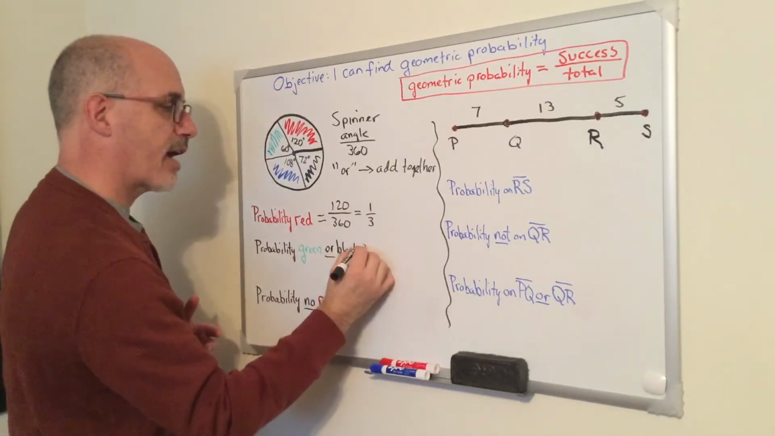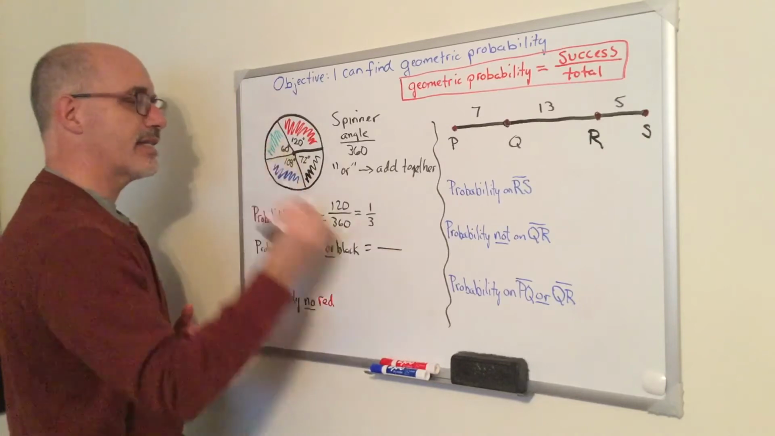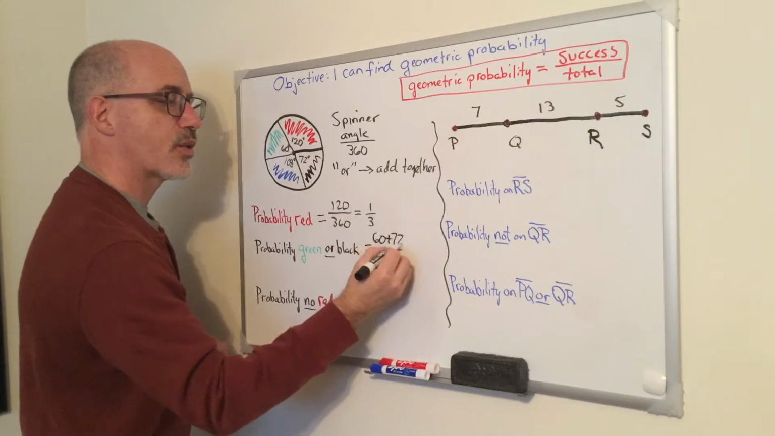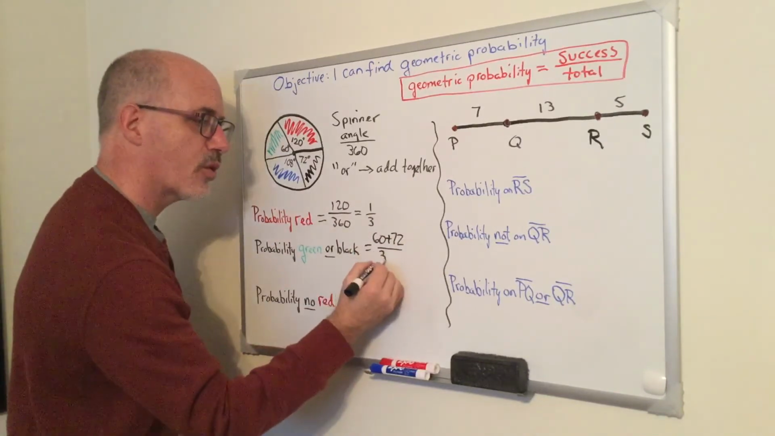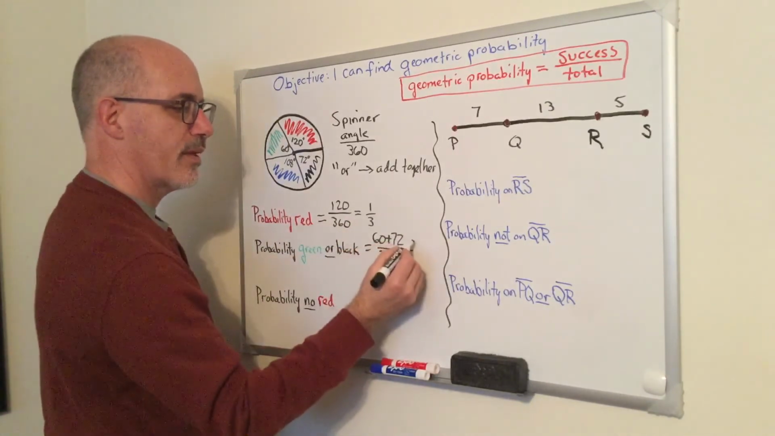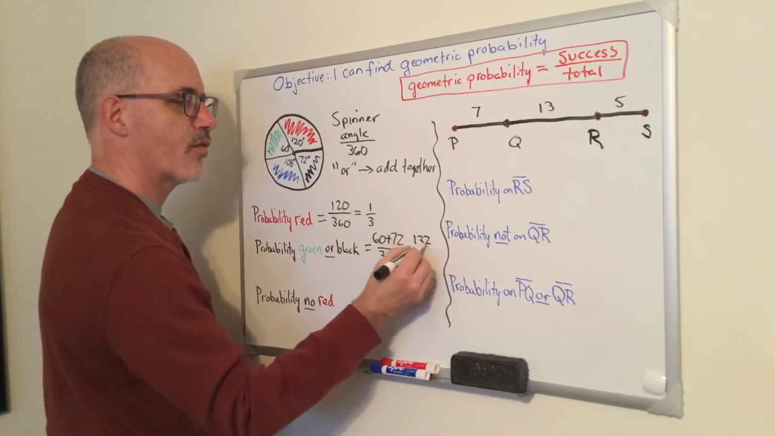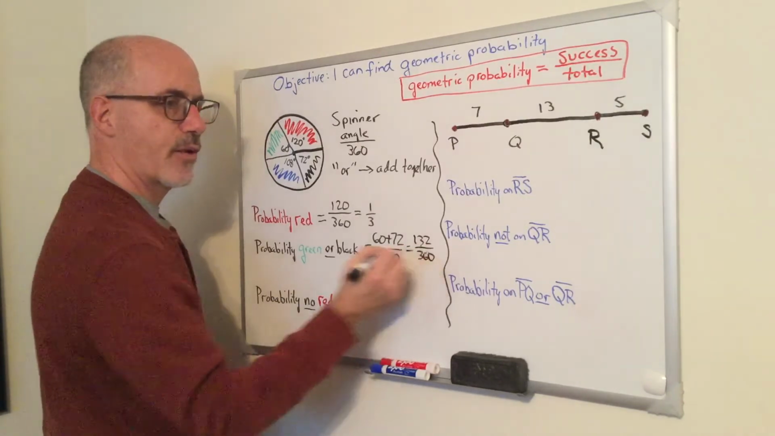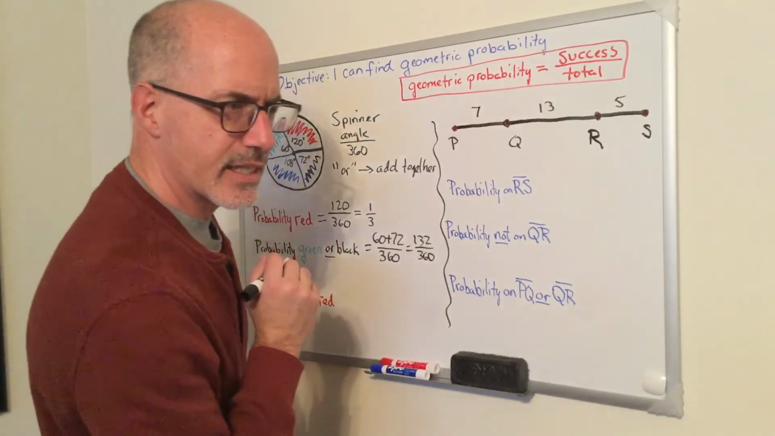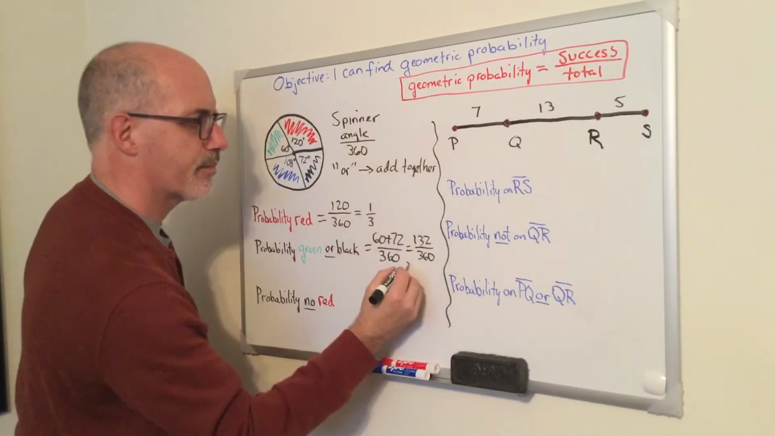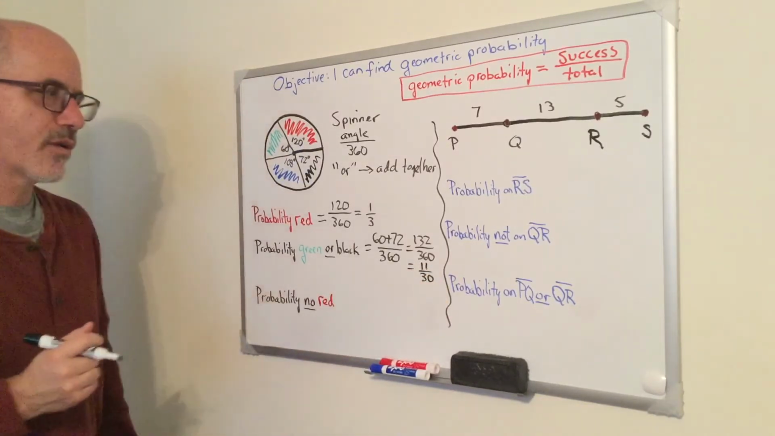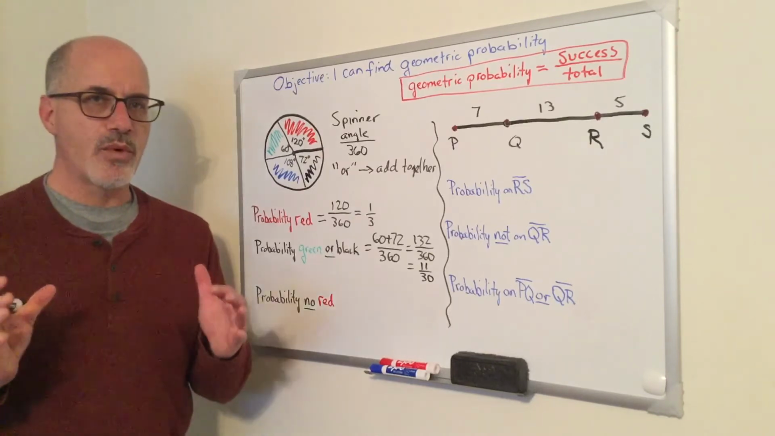So when we do our fraction, you're going to say green is 60 degrees, black is 72 degrees. So we're going to add those together and put it over our total, which is 360. So we take 60 plus 72 and we get 132 over 360. And if we were to reduce that fraction down to its final form, we would get 11 over 30 in reduced form.